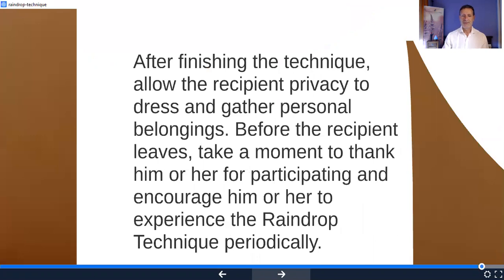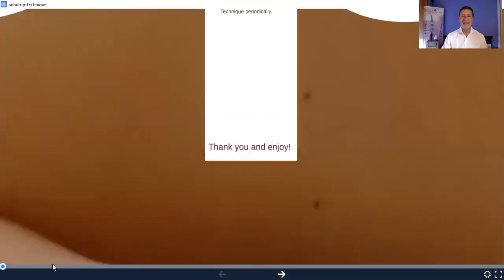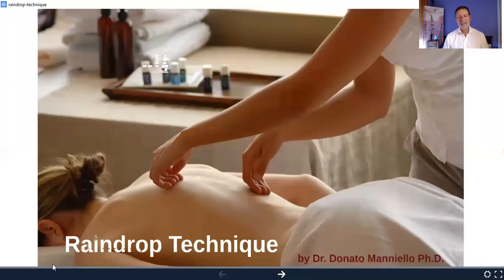Now I have to say thank you, and enjoy it when you do it. So I will put this here, then you can see the picture again. This is the feathering technique.